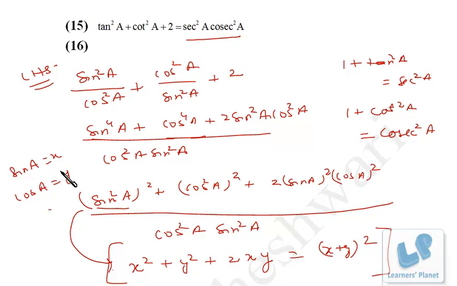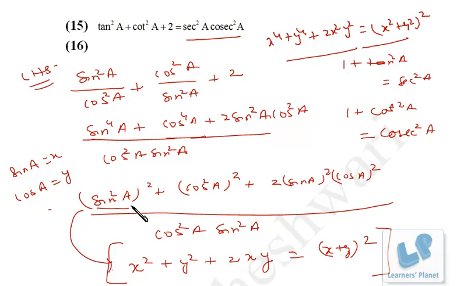This is the algebraic identity that we should be knowing, that x^4 plus y^4 plus 2x square y square is actually (x square plus y square) whole square, right? This is the algebraic identity, and I am sure you are clear now.